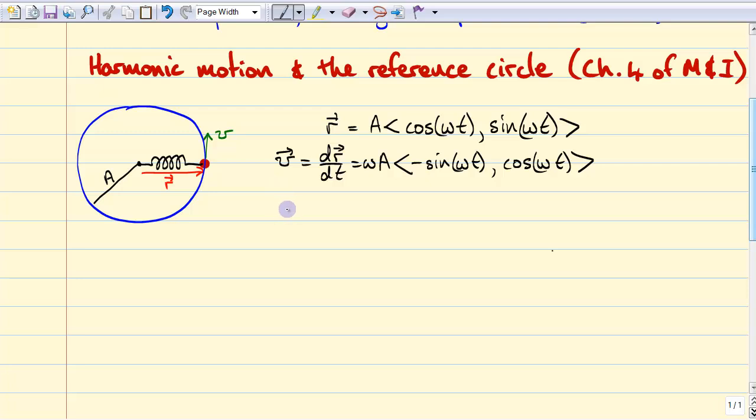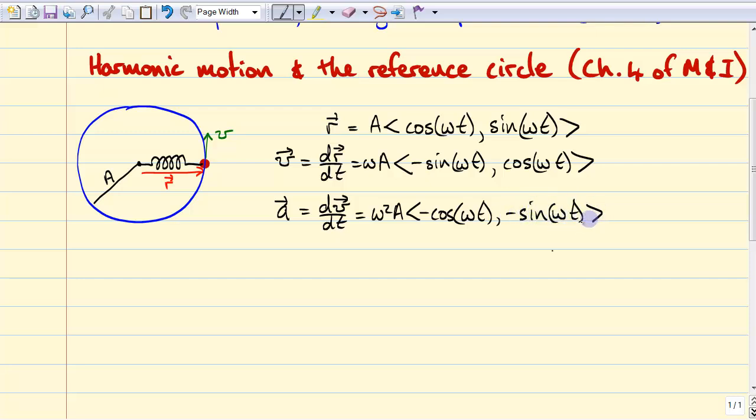Alright, so now that we have the velocity, because it's got an arrow on top, we can calculate the acceleration that goes with that, and that by definition is just the rate of change of the velocity with respect to time. And again, taking the derivative of this, I get another omega out the front, so I get omega squared A, and the derivative of minus sine is minus cosine omega t, and the derivative of cosine is minus sine.